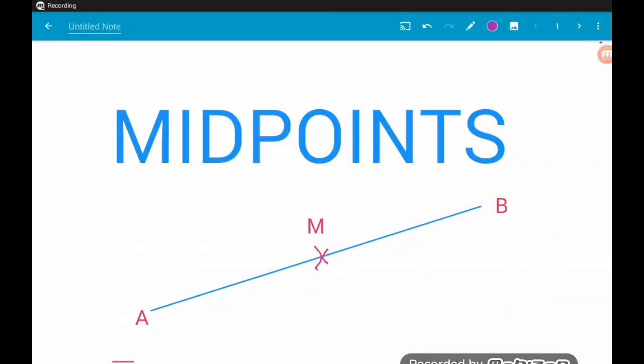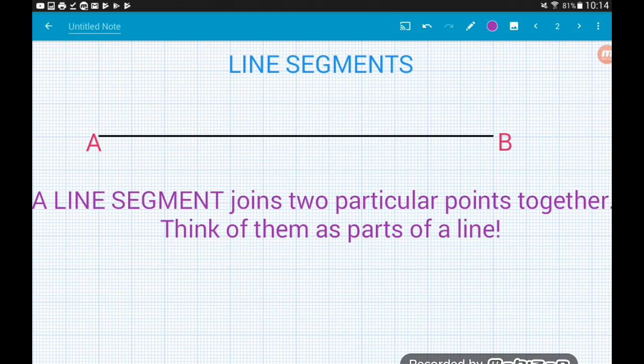Hey guys, in this video we're going to be taking a cheeky little peek at a nice little bit of geometry, finding coordinates of the midpoint of line segments. So let's get cracking. So first of all, what is a line segment?